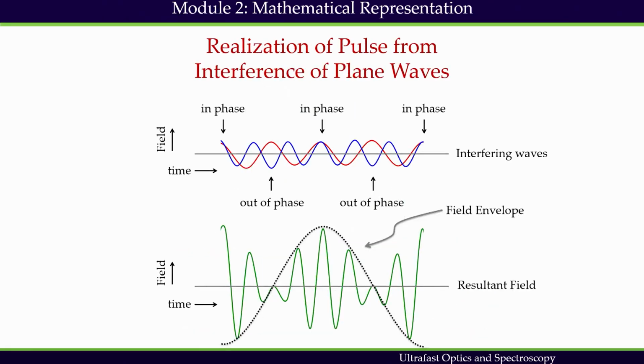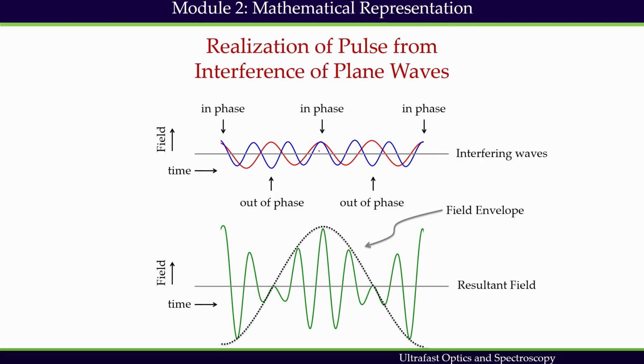Question is, how do we realize a pulse from the concept of plane wave? The idea of a pulse comes from the theory of optical interference of plane waves. Here we have shown two interfering waves with slightly different frequencies. The resultant field represents the pulse.